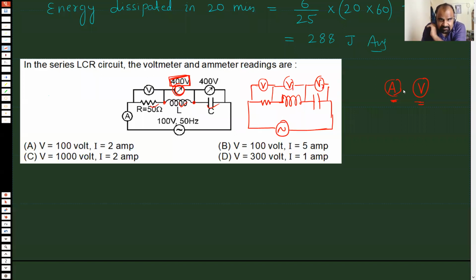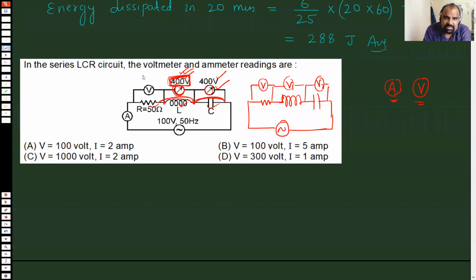Now, with that said, let's come back to this question. This voltmeter is measuring 400 volt potential difference. What is that 400 volt? It is RMS voltage. It's not written anywhere that these are RMS voltages, but they are. So what is the potential difference across this? It is 400 volt. What is the potential difference across this? It is measured by this voltmeter, and that also is 400 in this case.